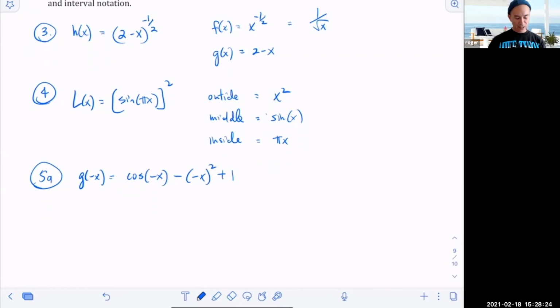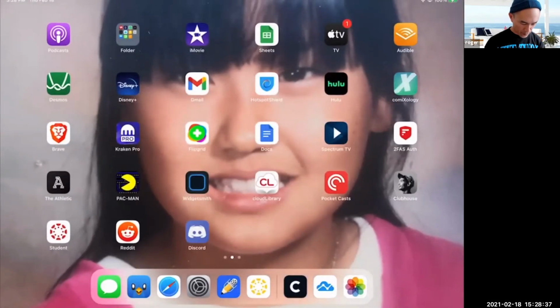Is cosine even or odd? Well, cosine is even, and we could see that by looking at the graph of cosine. So let me prove it to you.